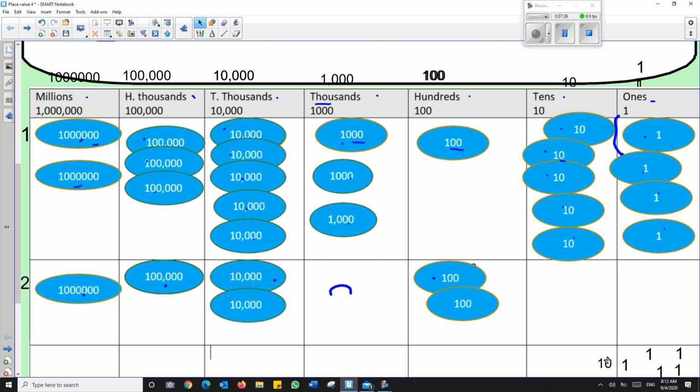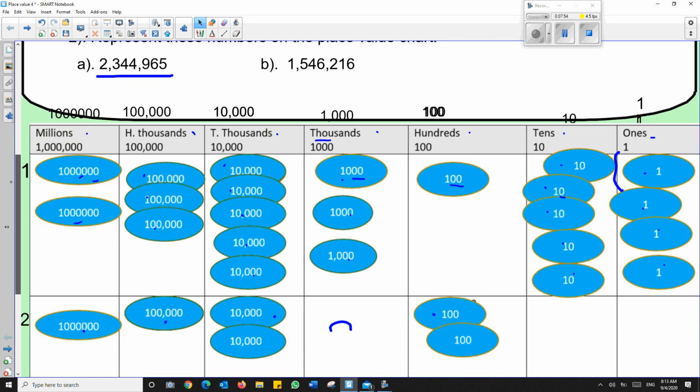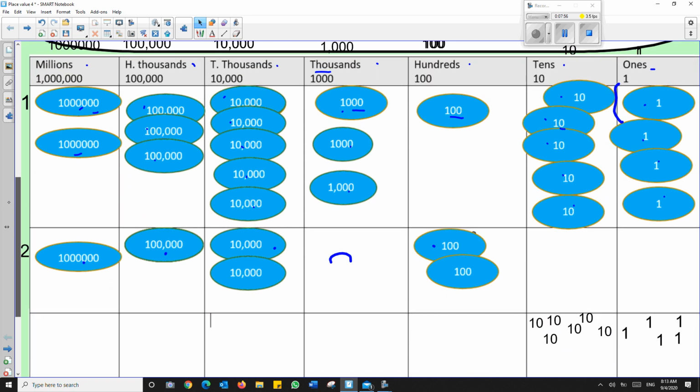1, 2, 3, 4, 5, 6. 6 tens. In the hundreds column, how many hundreds are there in the number? 9 hundreds.